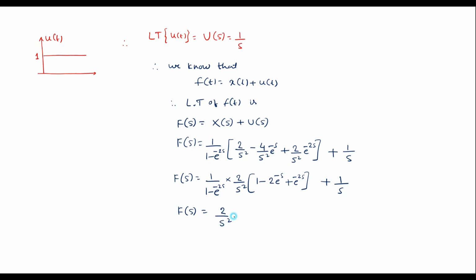Simplifying this further, I can write f of s is equal to 2 by s square. Here this term is nothing but 1 minus e power minus s whole square, divided by 1 minus e power minus 2s, plus 1 upon s. So this is the Laplace transform of the given function f of t.